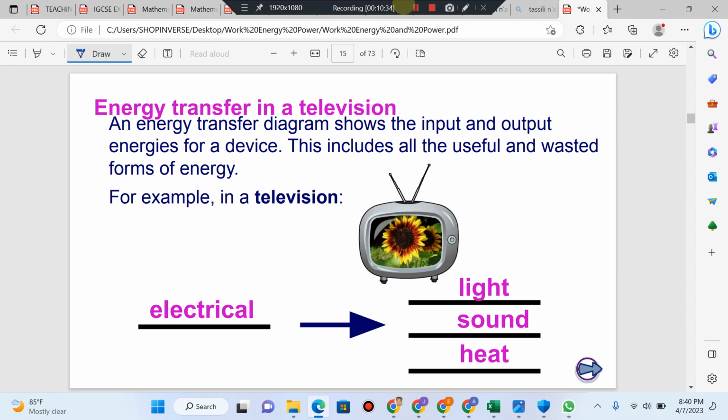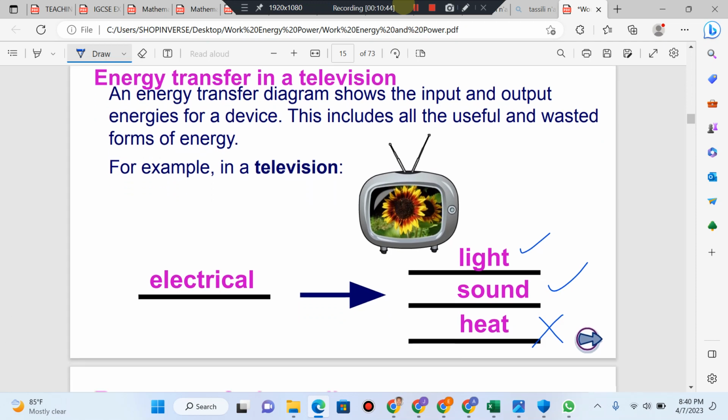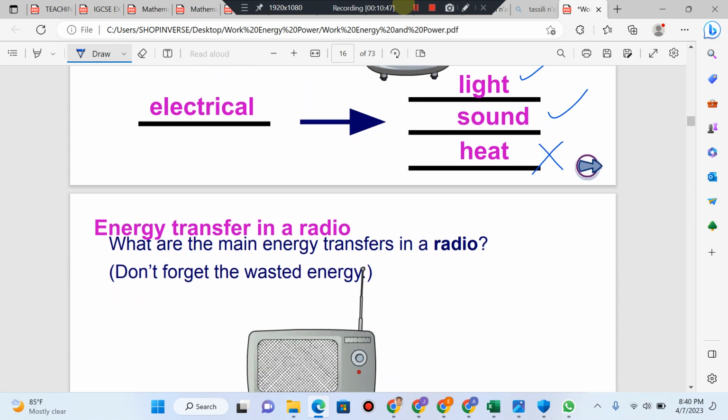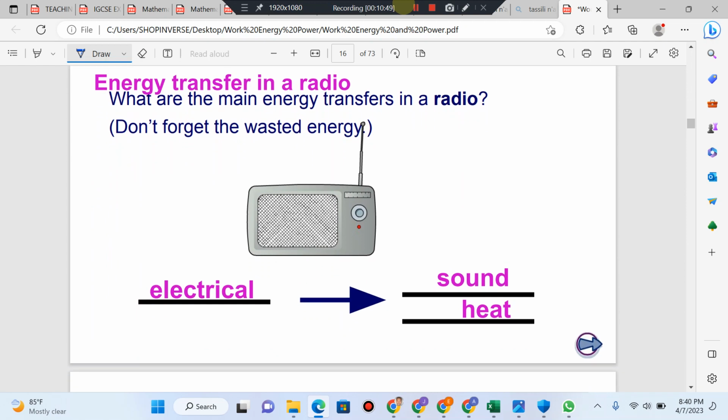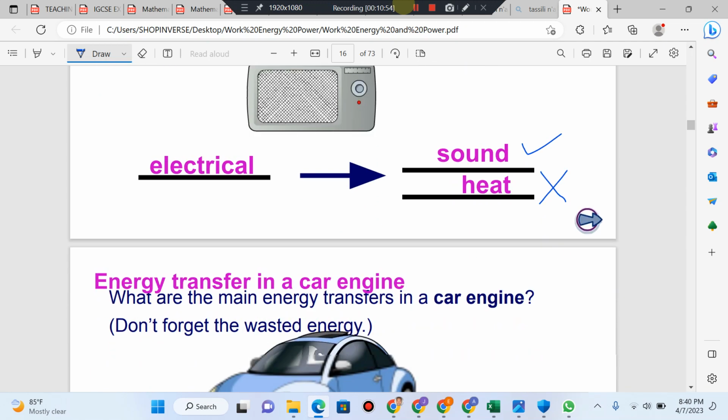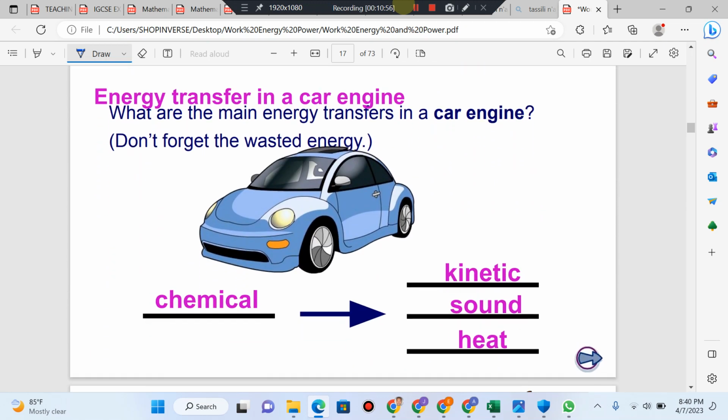Okay, so these are other examples of energy conversion. The television converts electrical energy to light energy, sound energy, and heat energy. Take note that this heat energy is wasted energy because you don't need it in your television. All we need from your television are light and sound. Also, your radio converts electrical energy to sound energy and heat energy. The heat energy is wasted energy because we do not need it.